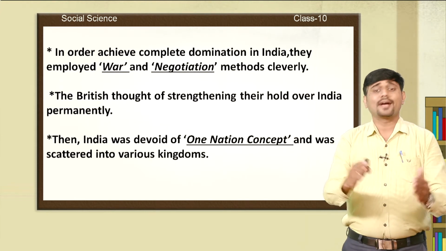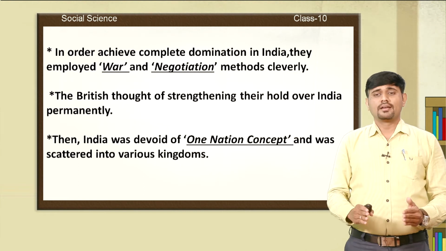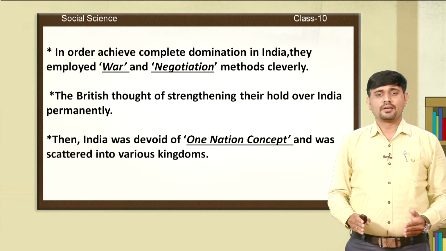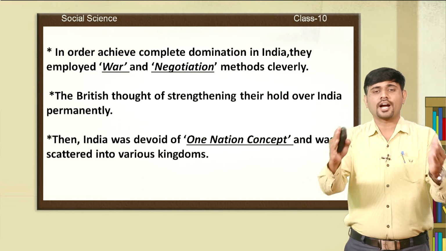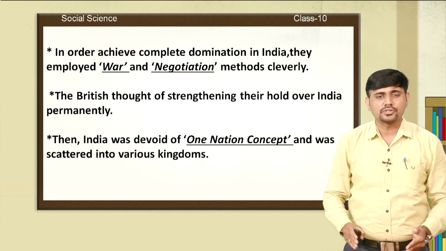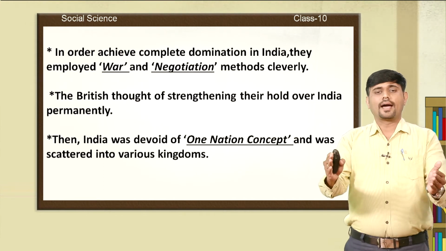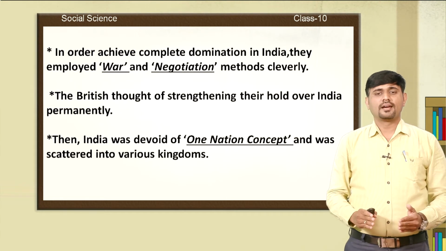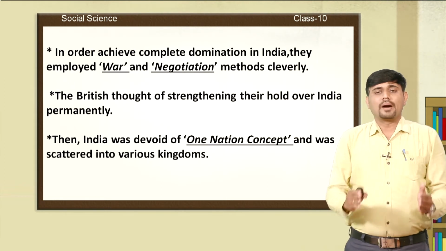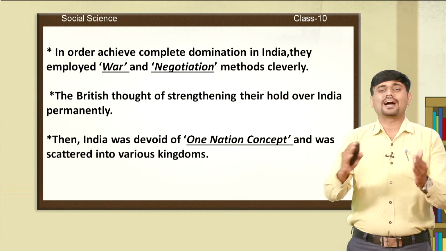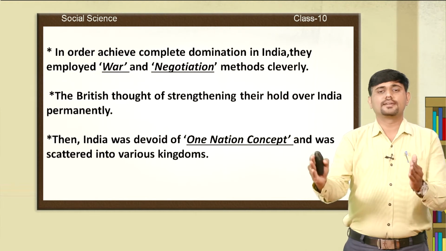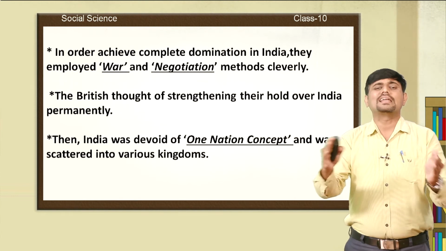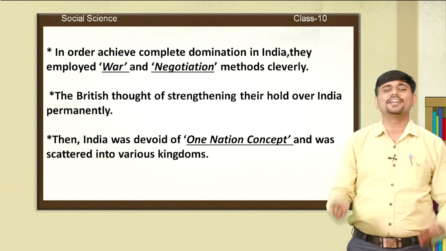What are the war and negotiation methods here? There were some kingdoms who opposed the British government. The British East India Company, by declaring war against those kingdoms, was able to capture the small provinces into the British Empire. And also, by making some treaties and agreements with some of them, they captured the provinces into the British Empire. They used these methods very cleverly to expand the British Empire in India.